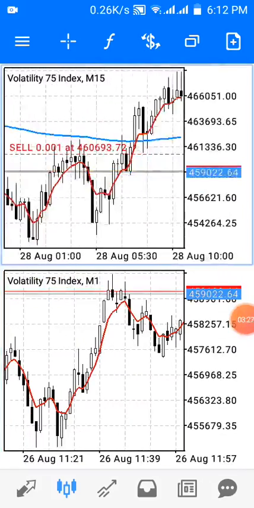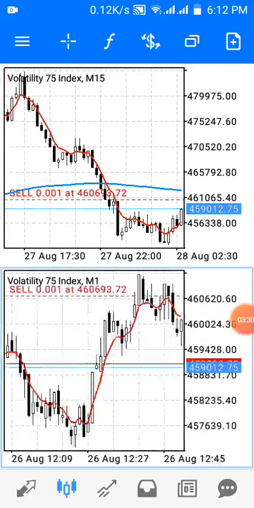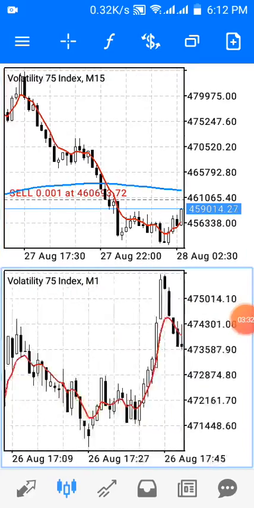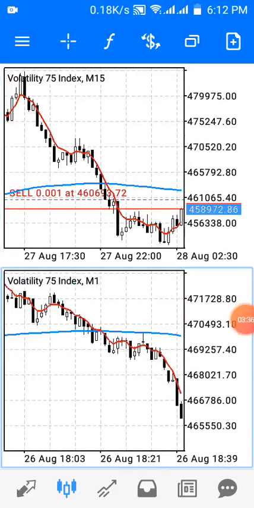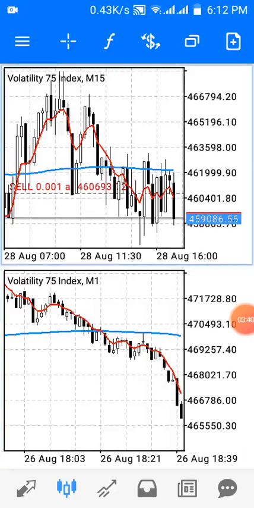And when the red line crosses down, then I start to sell. When the red line crosses down. So that's the way the strategy works. It's a very simple strategy for scalpers.